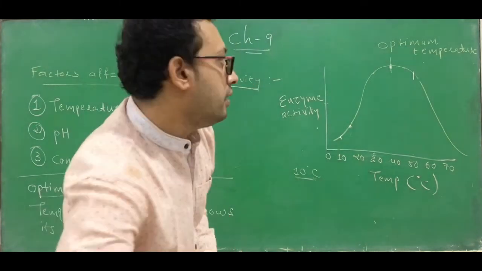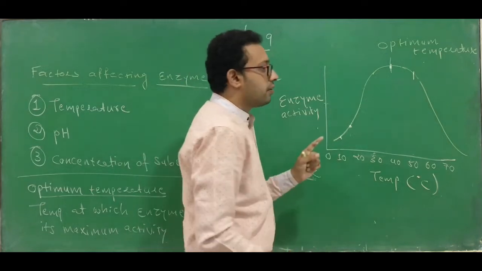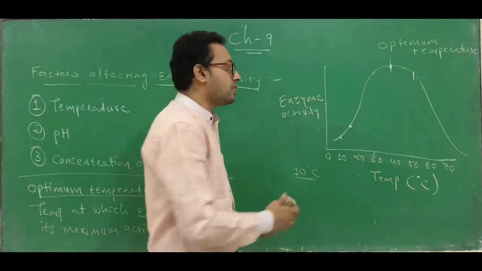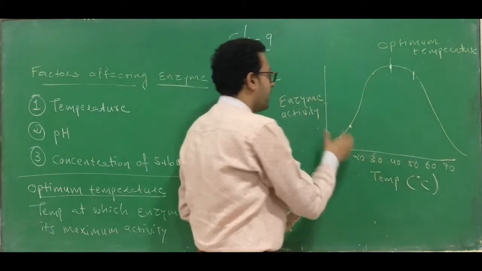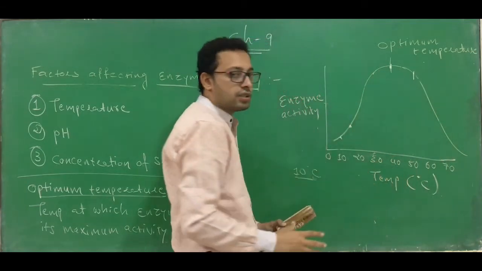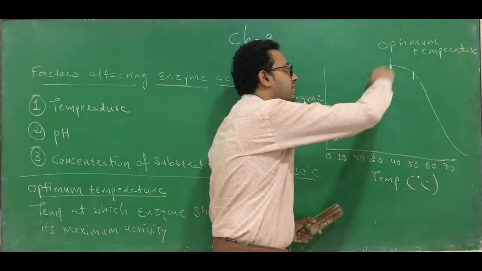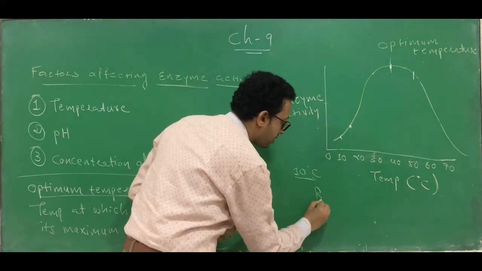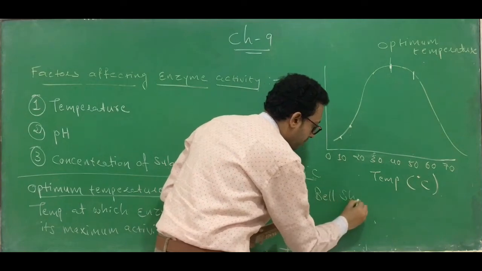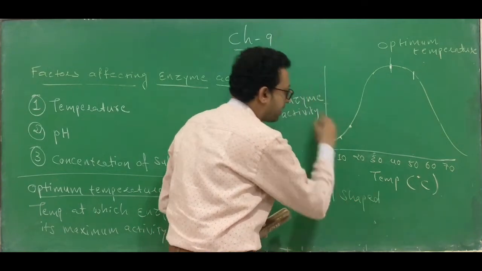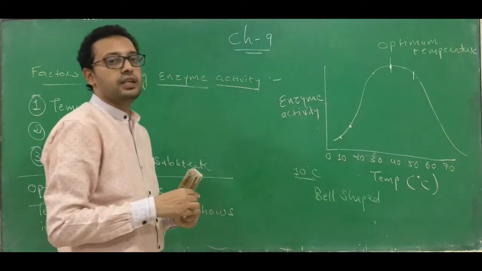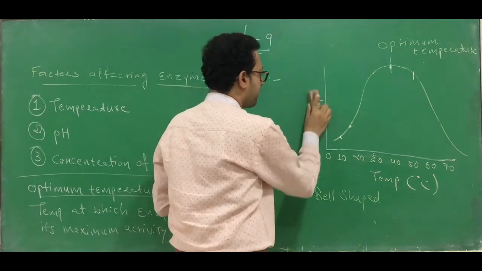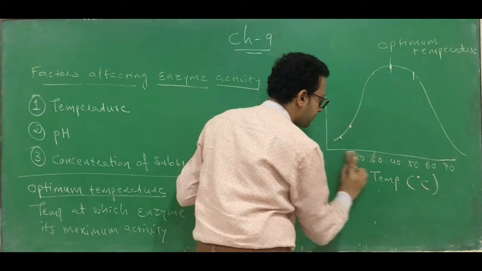The same thing happens with pH. But before I start pH, I will also tell you the shape of this graph, enzyme activity versus temperature. What is the shape of the graph? A bell-shaped curve is going to be obtained. Bell-shaped. Okay. A bell-shaped curve is obtained for enzyme activity versus temperature. Next, now we are starting with another factor.